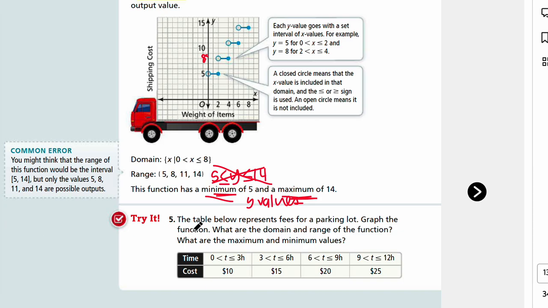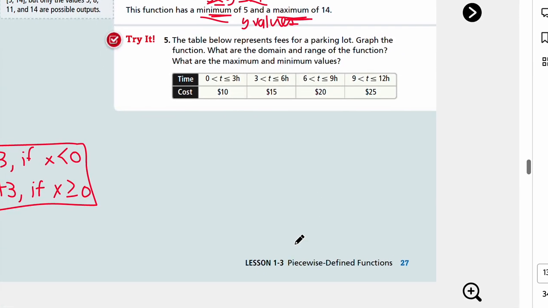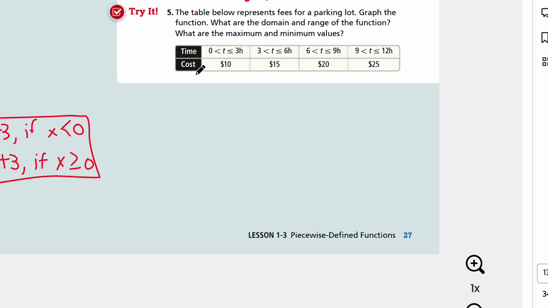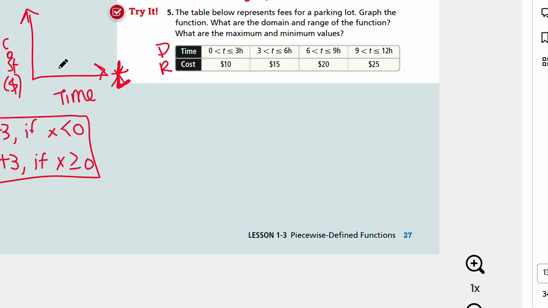Okay, are we ready? Let's look at the table. So the time is an interval, right? That's going to be our domain. Okay, this is our domain. Cost is our range. So when we graph, we're going to see the time here, and then we're going to see, oh, this is in terms of t. We're going to see the cost in dollars. Okay, so from 0 to 1 to 3, not including 0, and up until 3, your cost is $10.